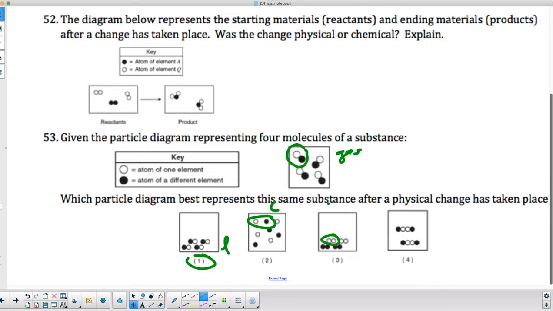This is chemical, and here again is something that's chemical. Anytime we have circles, whether they're white or black, and they're touching each other, that's a chemical bond. So this right here is a new compound. It's different than this. So all three of these are chemical changes, and this is the only physical change because we have the original thing that we started with. The structure doesn't change, which means it's physical.